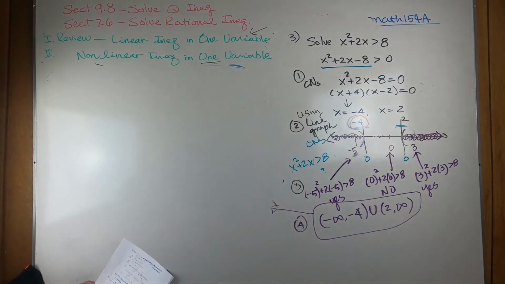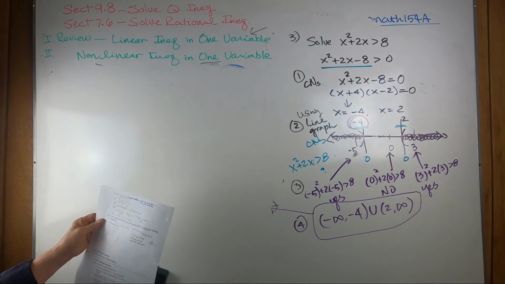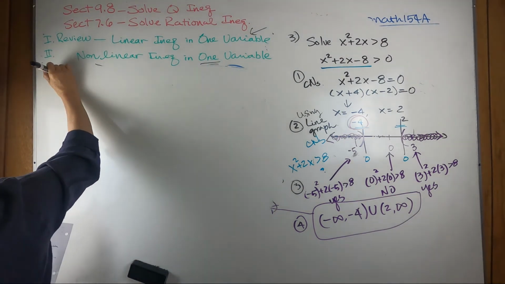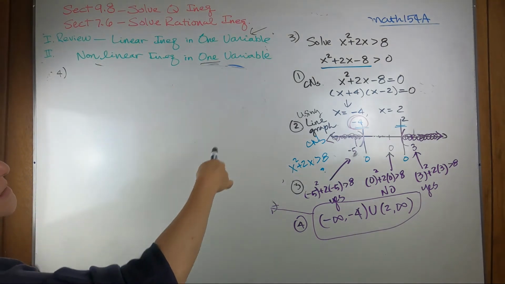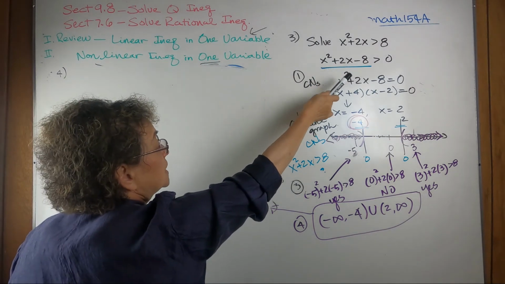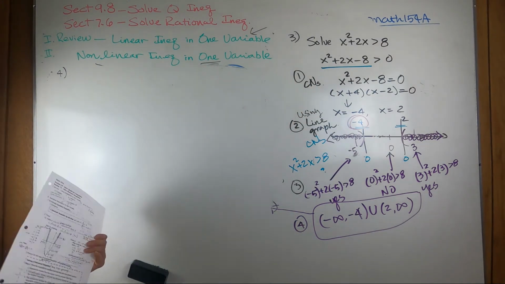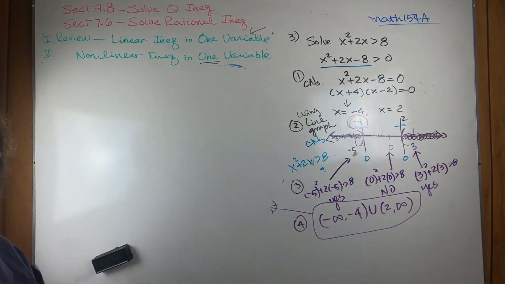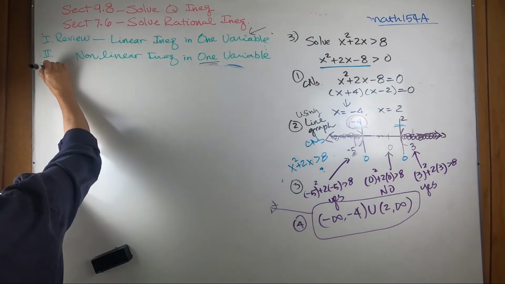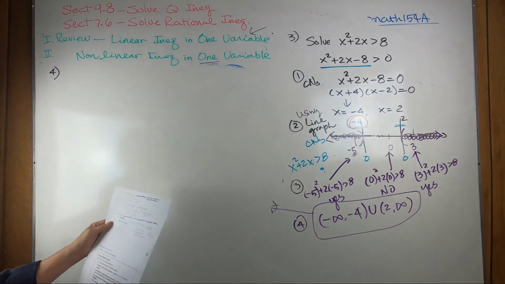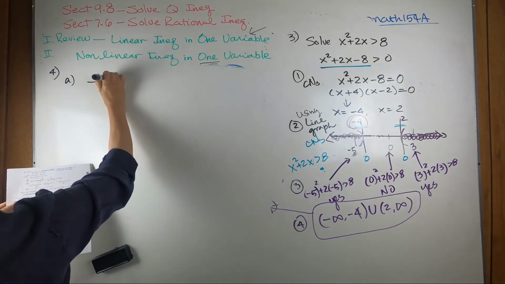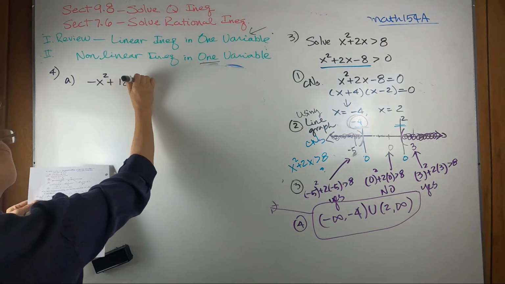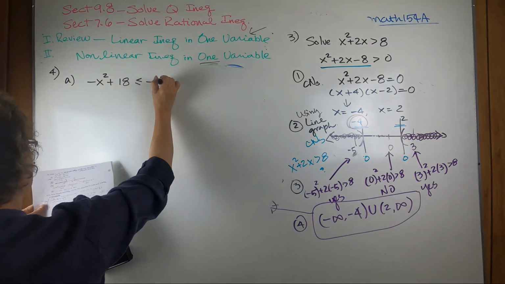Okay? So then let's take a look at another one. So we just solved what? Nonlinear inequalities, which can be second degree quadratic inequalities. Let's look at some more examples. On your page 24, let's do this one: negative x squared plus 18 less than or equal to 3x.